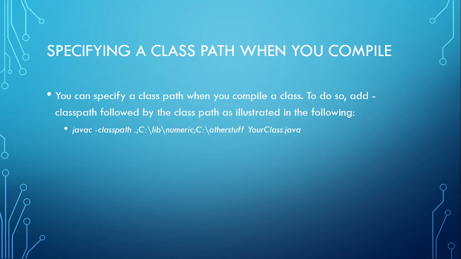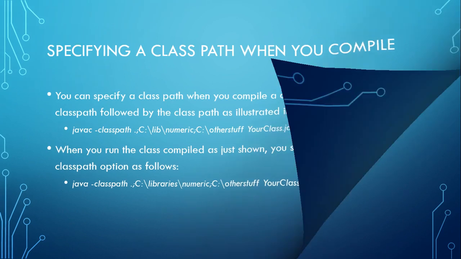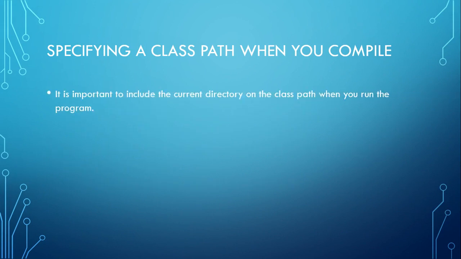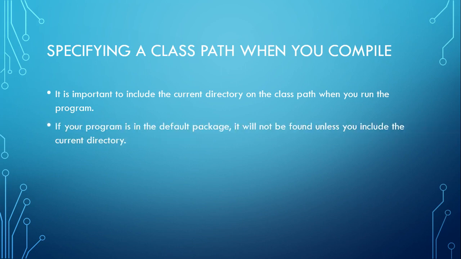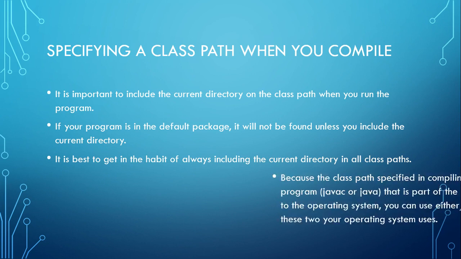javac -classpath .;C:\lib\numeric;C:\other\stuff YourClass.java. When you run the class just as shown, you should again use the class path option as follows, and you'll notice it's pretty much the same thing, except there's no .java there. All right. Now, the reason why I went through that is because it's important to include the current directory on the class path when you run the program. If your program is in the default package, it will not be found unless you include the current directory. So this is one thing to note if you're doing the default. It's best to get in the habit of always including the current directory in all class paths.